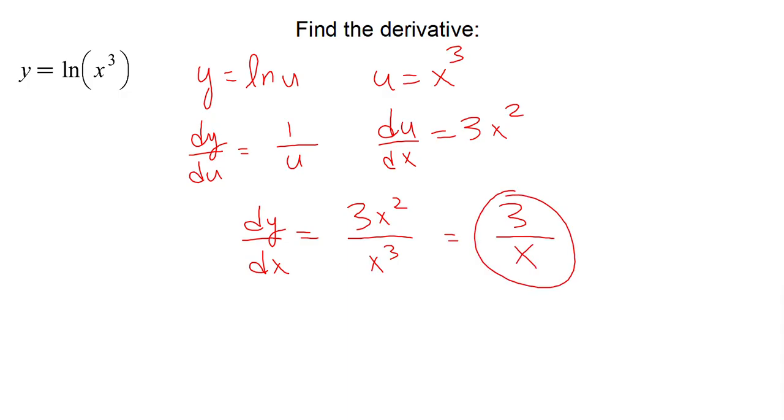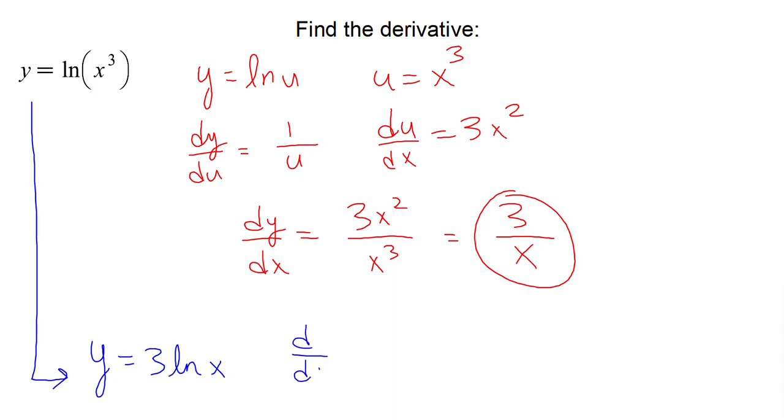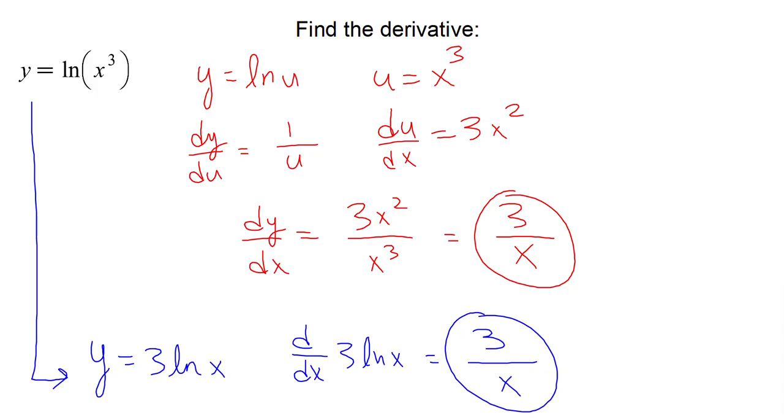But as I mentioned, there's another way you could look at it. We can always rewrite this using log rules before we even take the derivative. We have a log rule that says if we have an exponent inside of the logarithm, we can pull that exponent out. So this is equivalent to just 3 ln x. Well, the derivative of 3 ln x is just the constant times the derivative of ln x, which is 1 over x. So either way, you get the same answer. Whichever one you prefer is absolutely fine with me.